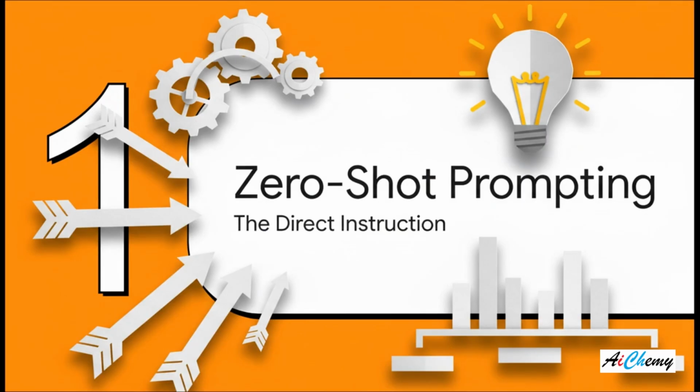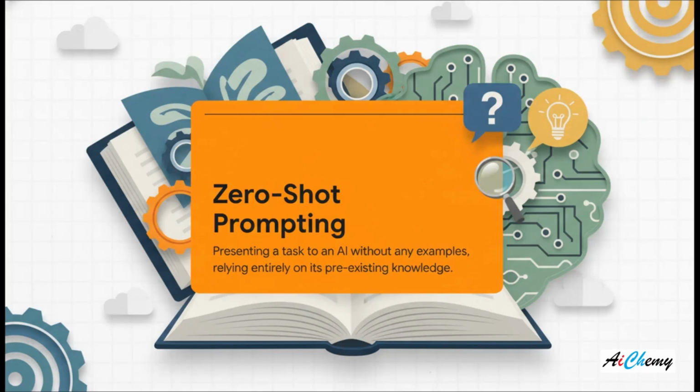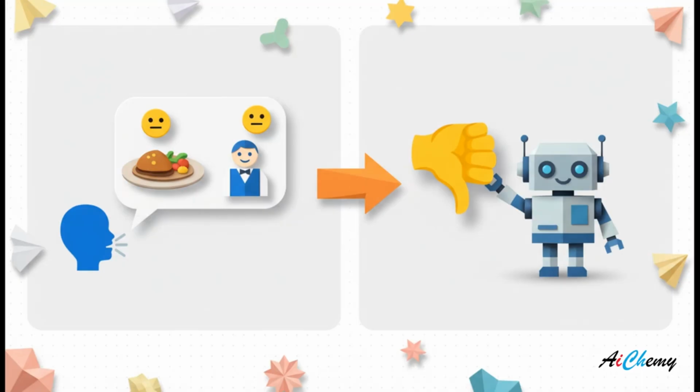Okay, let's dive in with technique number 1. This is the foundation, something you probably already do without even realizing it has a name. It's called 0-shot prompting. I just call it the direct instruction. The name 0-shot pretty much says it all, right? It means you give the AI 0 examples, 0 practice shots. You just tell it what to do, and you're relying completely on the huge library of internet knowledge it already has in its brain.